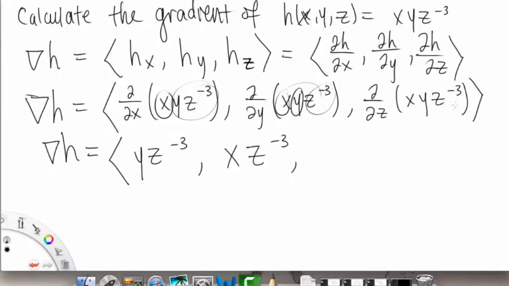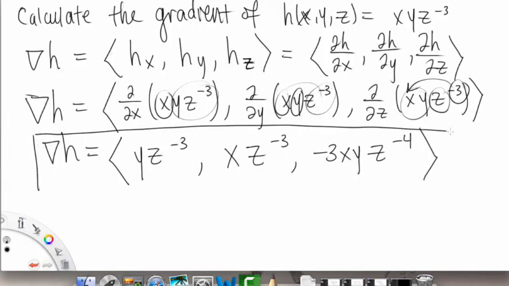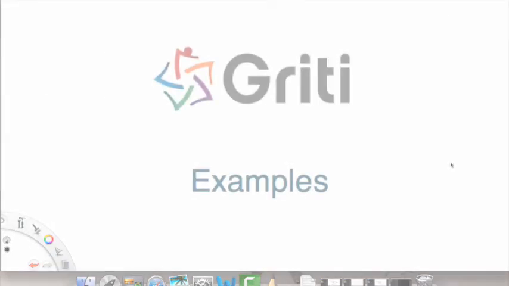For the last one, this one's a little bit trickier because now we're looking at z as our variable and x and y are constants. So we're just going to use the power rule. We're going to bring that negative 3 down in front so it'll join the x and the y, and we'll subtract 1 from the exponent so we get a negative 4. That's basically it. Here is our gradient of h.